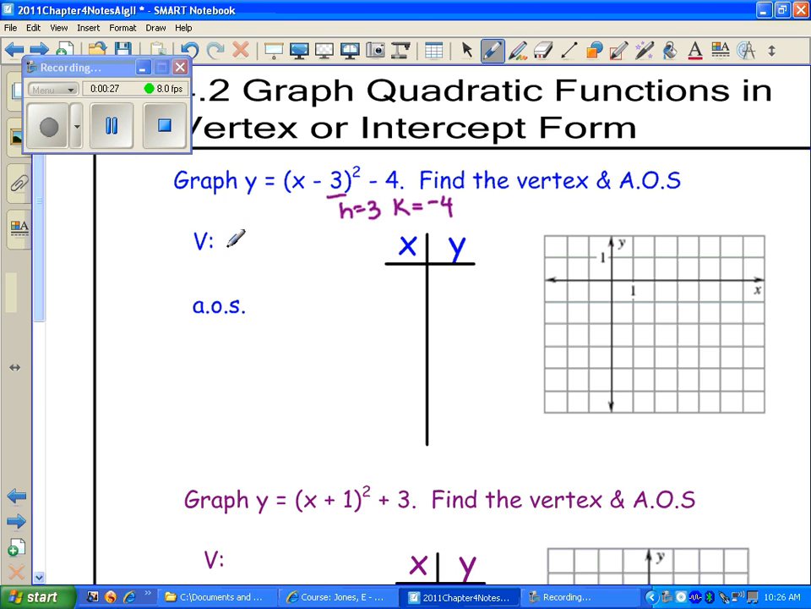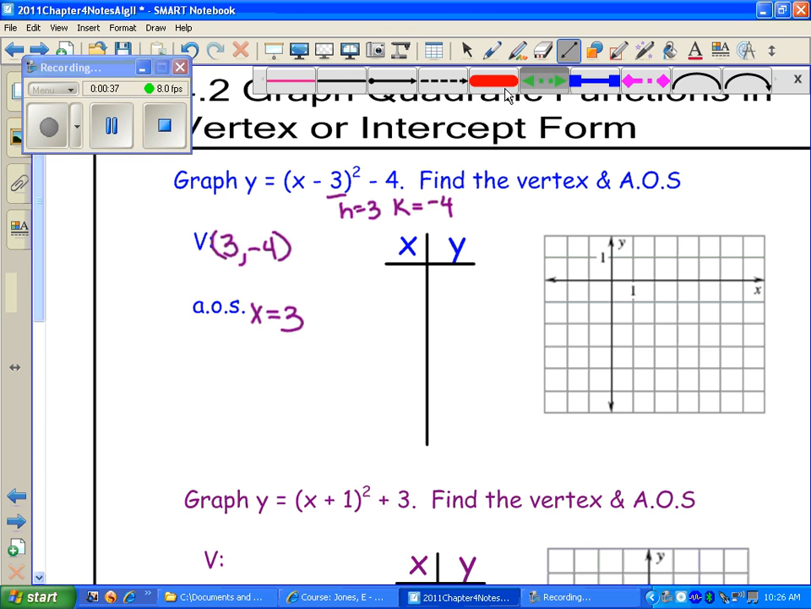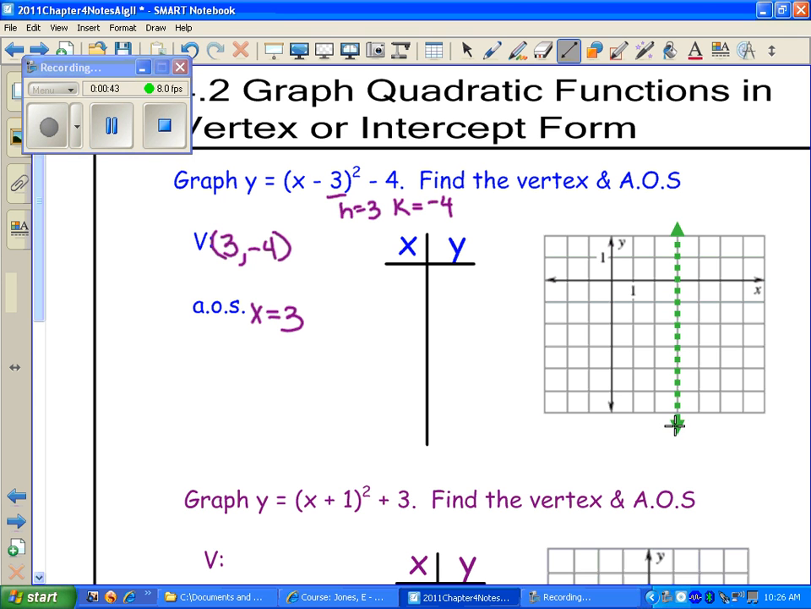So the vertex is going to be at 3, negative 4. And that also gives me the axis of symmetry, x equals 3. So I'm going to draw in the axis of symmetry at 3, right here. That's going to split my parabola. And I'm also going to graph the vertex, which was at 3, negative 4. 1, 2, 3, 4. There we go. There's my vertex.